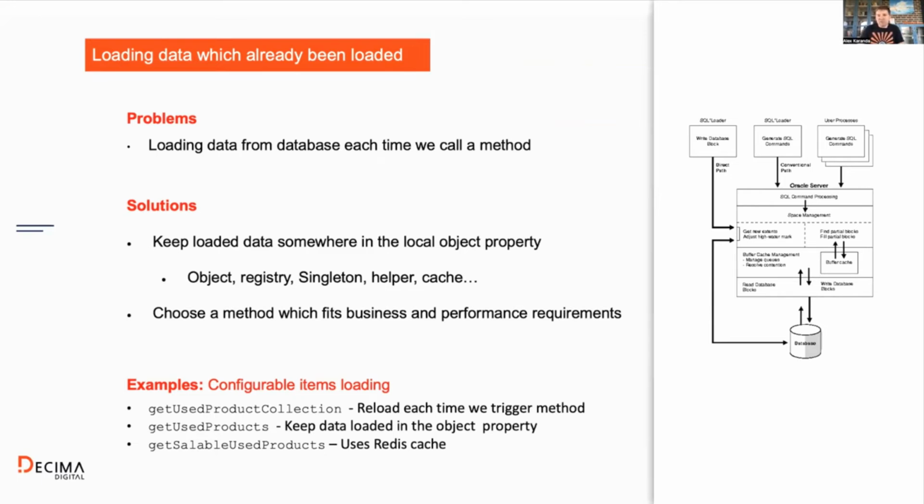A good example of such a solution might be configurable items loading. If you look in Magento code, there are 3 methods which return the same information, but all 3 return it in different ways. Get used product collection reloads data from the database each time we trigger this method. Get used products keeps loaded data in the object property and loads data only once from the database, the first time we request it. Get saleable used products uses Redis cache and might not even trigger the database to return data.